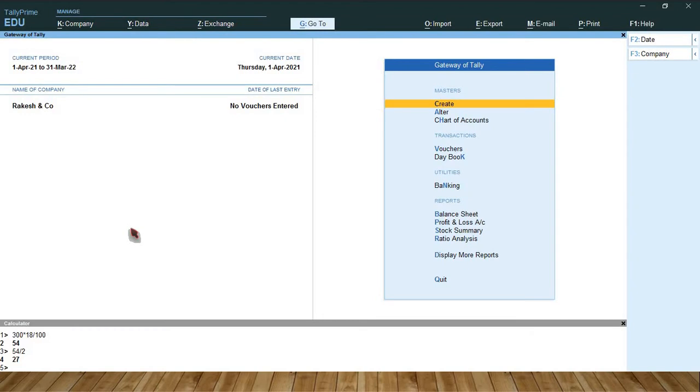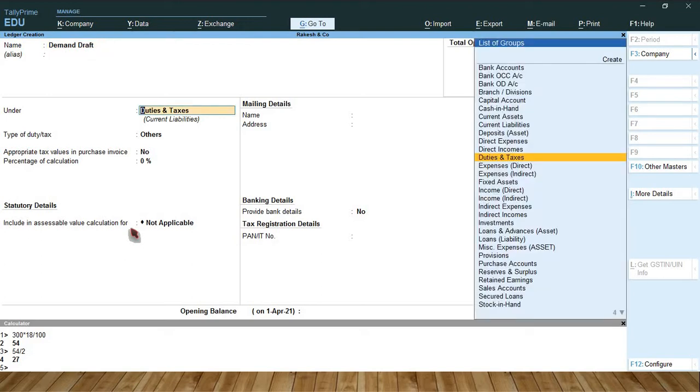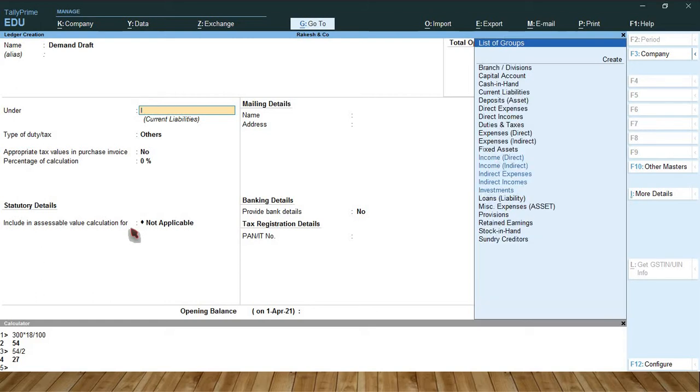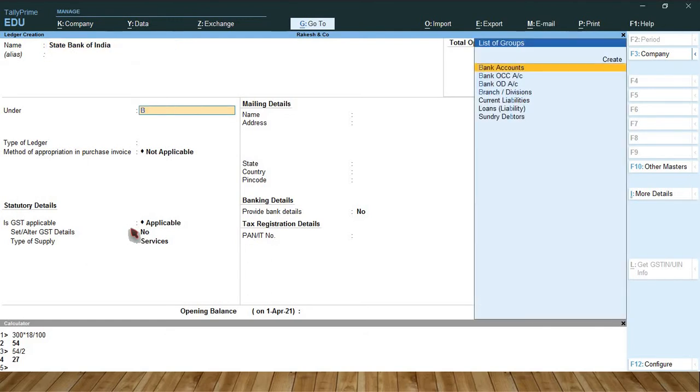Gateway of Tally, select create, select ledger. Press enter. Demand draft. This is used to make some expenses for Kumar, so that's why he issued a check for DD. So that's why it is shown under indirect expenses. Next, State Bank of India. That is Kumar's bank, under bank account.